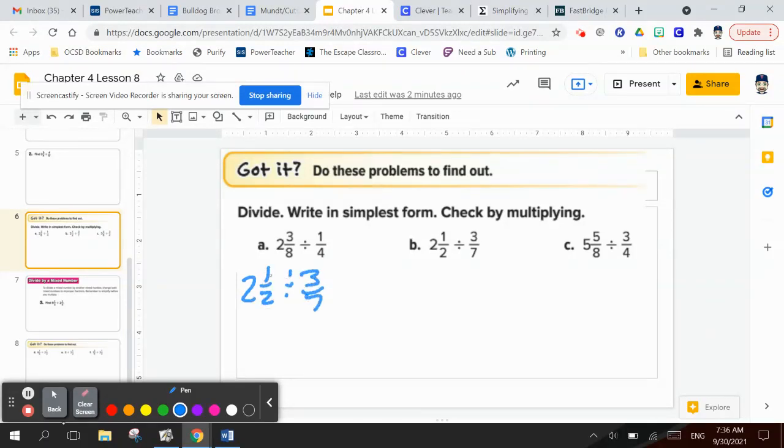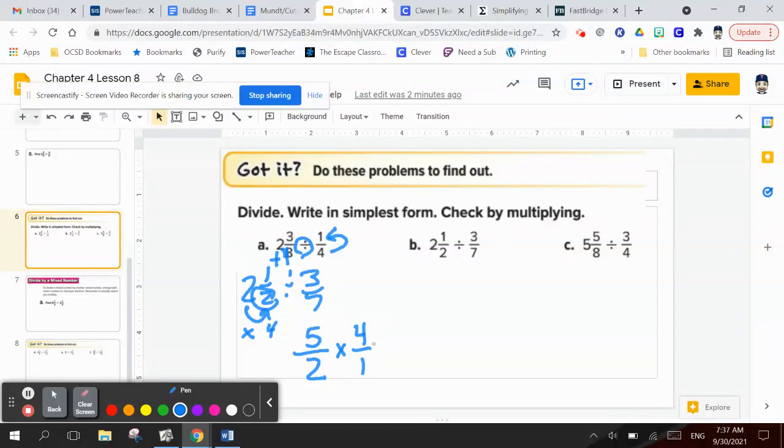So to change 2 1/2, I multiply 2 times 2, which is 4. Add 4 to my numerator. 1 plus 4 is 5. 2 is my denominator, it stays the same. I change the sign from divide to multiply, and then I flip the second fraction. So where the denominator is now the numerator is now the denominator.